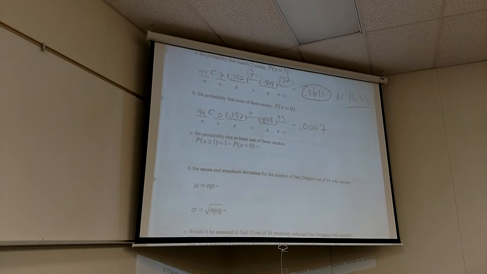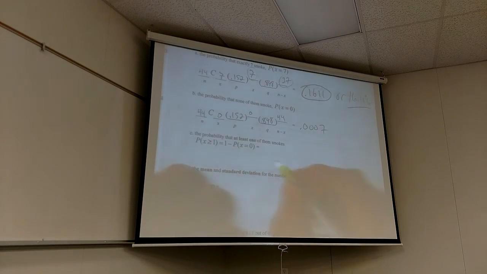Now this would so suck if you tried to do this directly, because what's at least 1 mean? You'd have to do this formula with the 1 in it, plus this formula with a 2 in it, plus this formula with a 3 in it, all the way up to flipping 44. What's the opposite of at least 1? None. How many ways is there to do this? 1. And I already did. Sweet, right? So if the opposite probability involves less work, I'm going to do that.